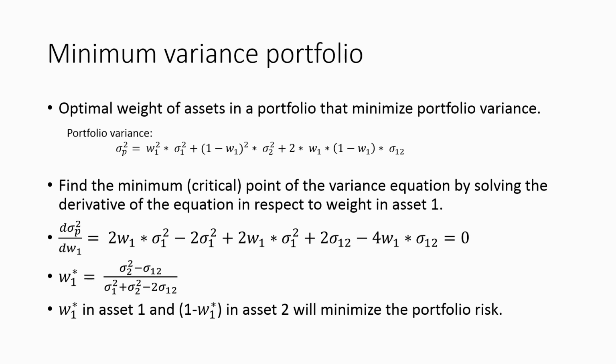Minimum variance portfolio. This is a portfolio that has the optimal weight of assets which minimize the portfolio's variance. Based on the portfolio variance formula, we find the value of asset number 1 that gives the minimum variance. We do this by taking the derivative of the formula with respect to asset number 1 and set it equal to 0. We solve the equation for asset number 1. This gives the formula for the optimal weight of asset number 1 that gives minimum variance.